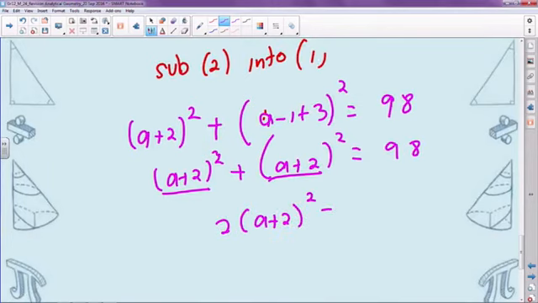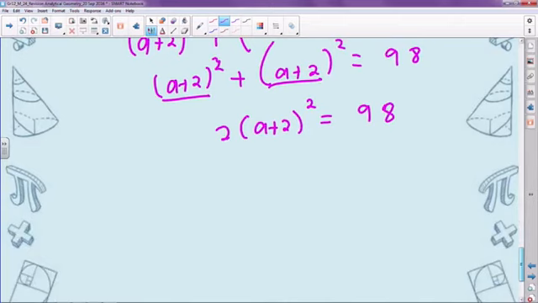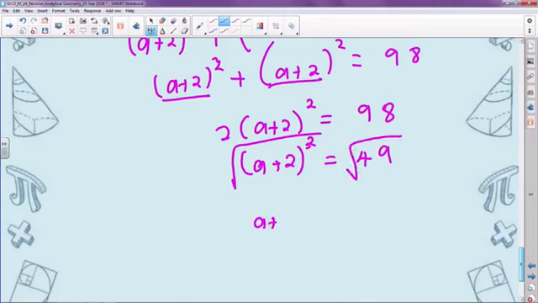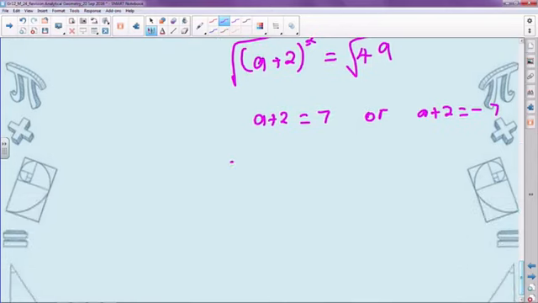So I'm going to do the solving for a here a little bit differently. So I end up with 2 times a plus 2 squared. Divide both sides by 2 and you get a plus 2 squared. 98 divided by 2 is 49. All right, I want to get rid of the square, so therefore I'm going to square root both sides. So I get a plus 2 is equal to the square root of 49, which is 7, or the negative square root of 49, which is negative 7. So therefore we get a is going to be equal to 7 minus 2, which is 5, or a is equal to minus 9.